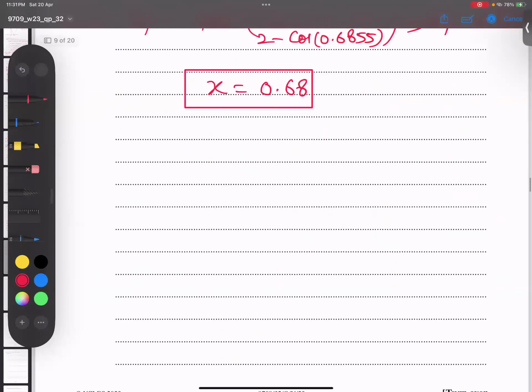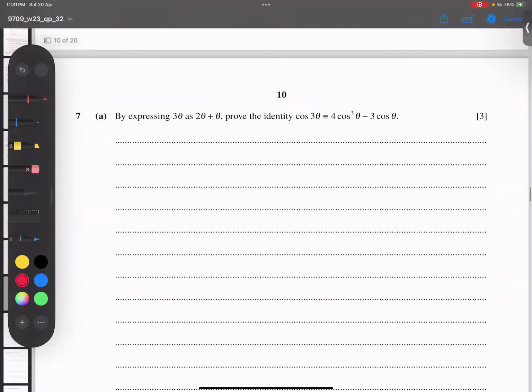Let's go for the next. Question number 7A. What he said: express cos 3 theta as a cos 2 theta plus, and identify the identity. This one, prove it. Very interesting. I take the LHS, left hand side, which is cos triple theta, and I write theta plus 2 theta, or 2 theta plus theta, no problem.